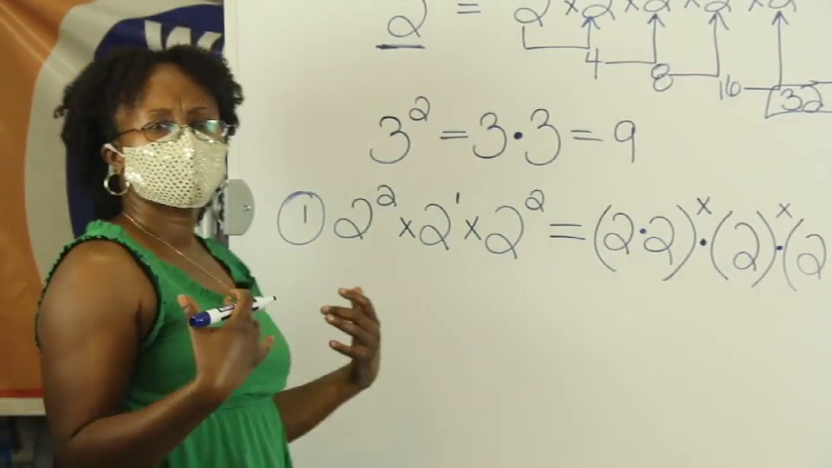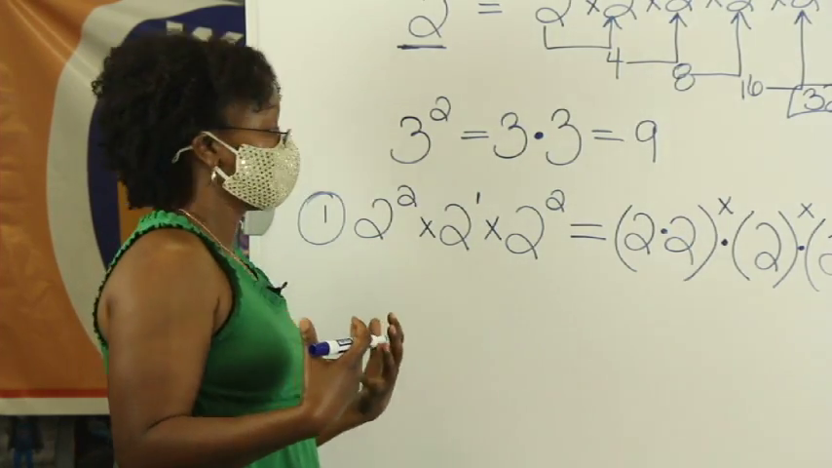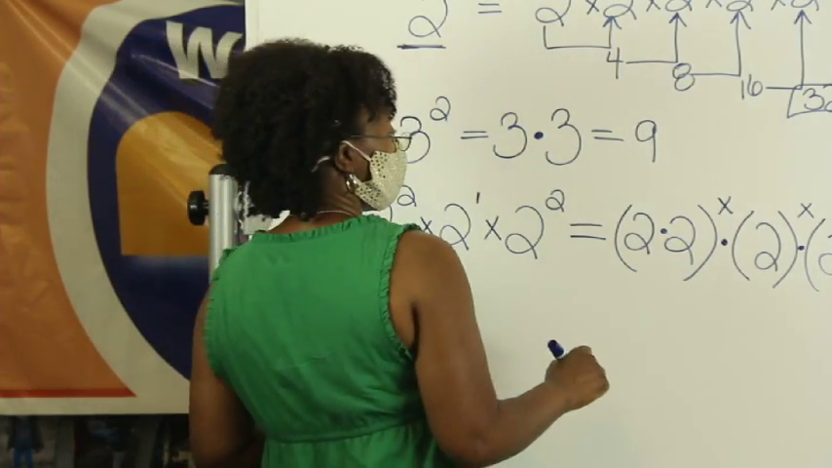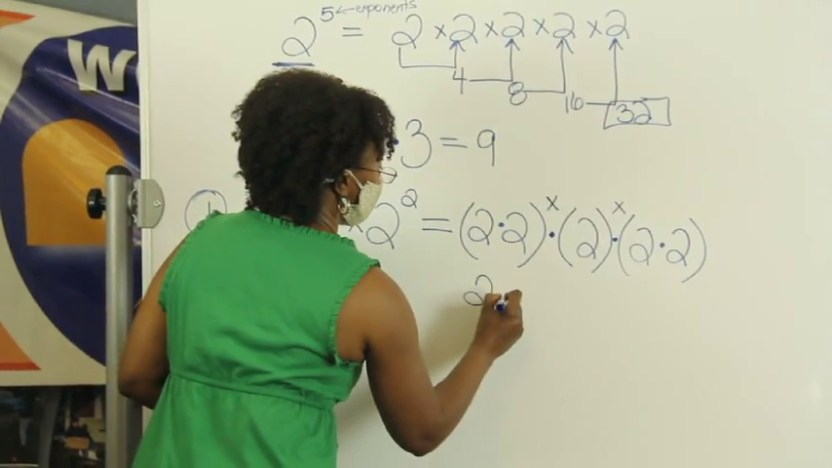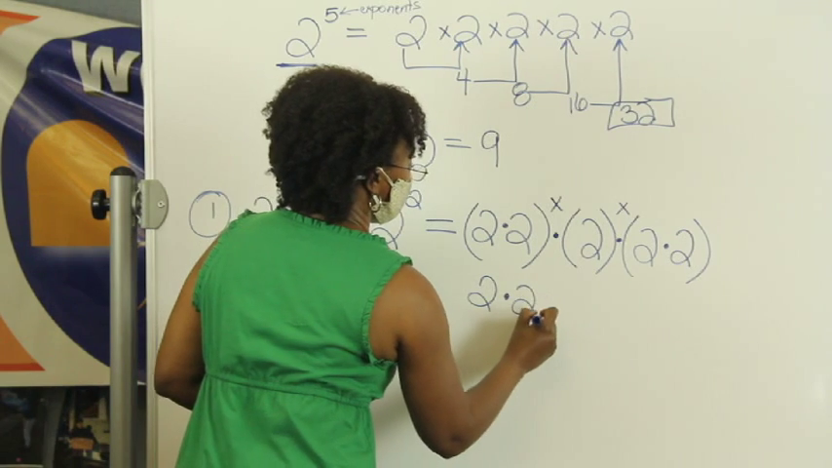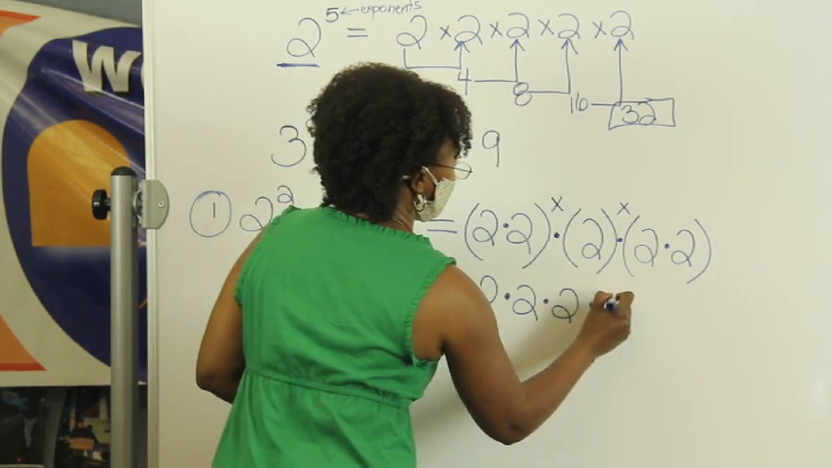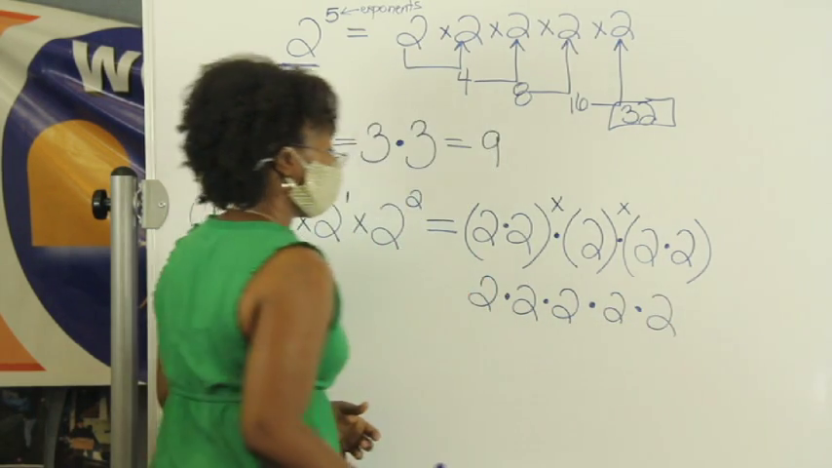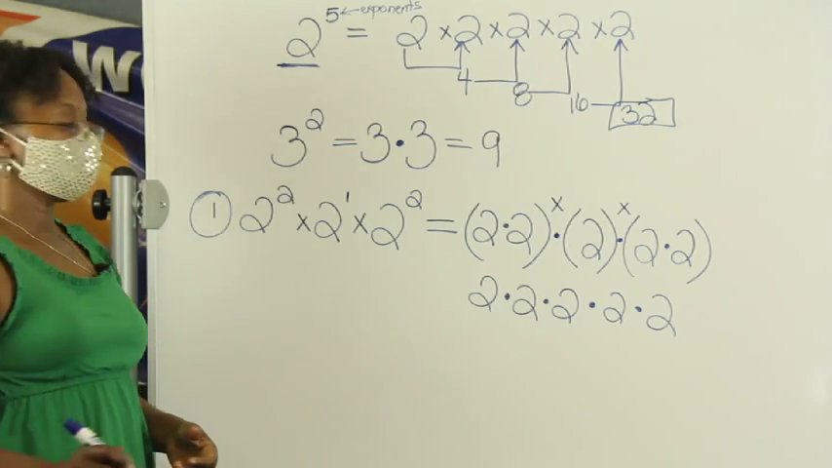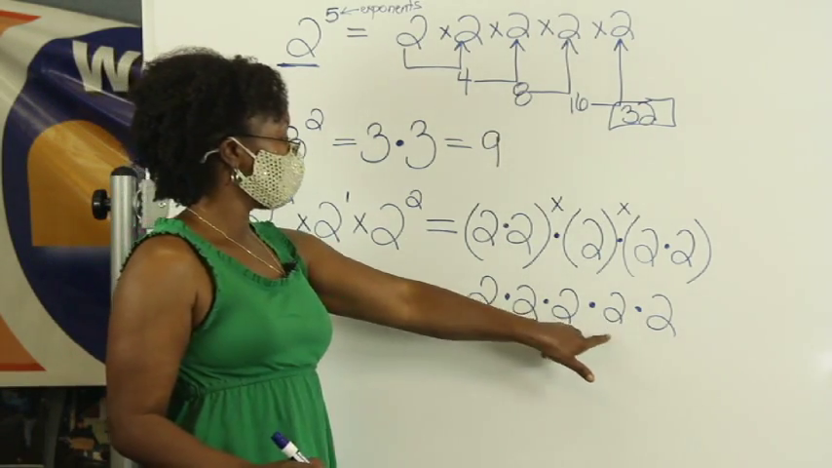Now, isn't there a shorter way that we can write this? There really is, because you can just do this since it's all multiplication. 2 times 2 times 2 times 2 times 2. How many 2's do we have? 1, 2, 3, 4, 5.